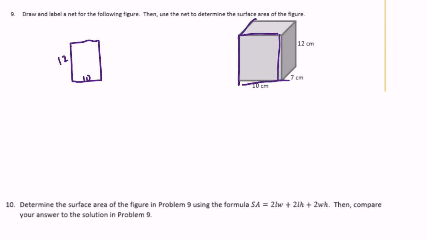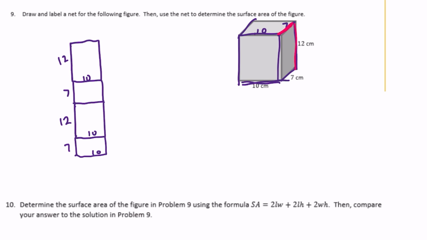Next to it, or on top of it, is one that is 7 by 10. So this is 10, this is 7. So I'm going to connect one on here, 10 by 7. And then the back connecting to it is going to be the same as the front face. So I have another 12 by 10. And then this bottom is going to be another 10 by 7.